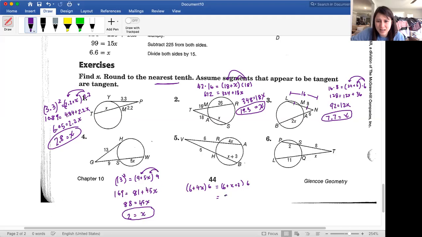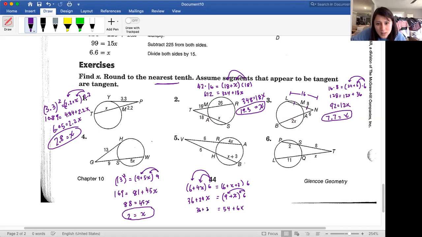6 plus 3 is 9. 9 plus x is in parentheses times 6. And then I'm going to distribute this. 6 times 6 is 36. 6 times 4x is 24x. So 36 plus 24x. Distribute this. 6 times 9 is 54 plus 6x.